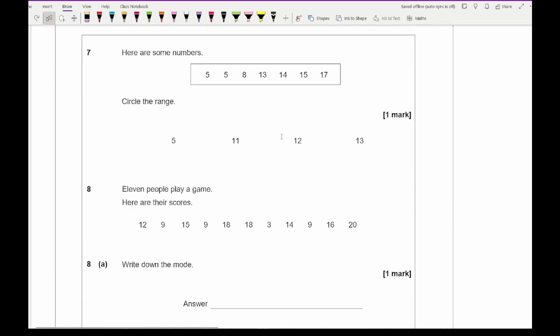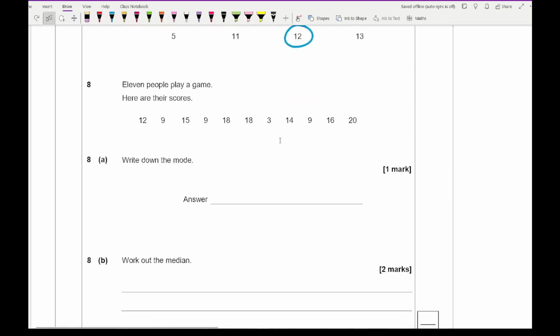Moving on to question 7, it says here are some numbers, and it says circle the range. Now remember that the range is the biggest number take away the smallest. So it's going to be 17 take away 5, which is 12. It then says for question 8, 11 people play a game. Here are their scores, and it says write down the mode. So the mode is the one that appears the most, which in this case is 9.